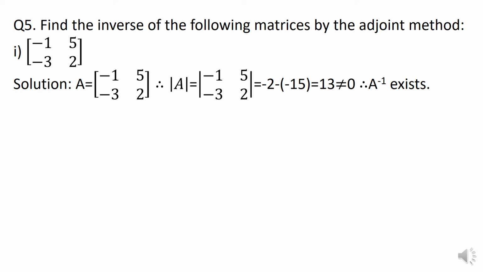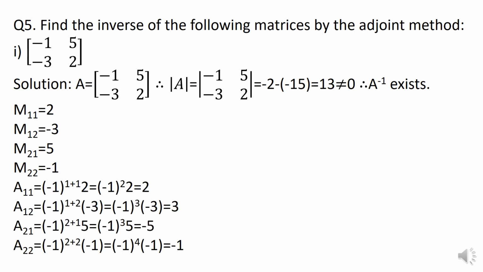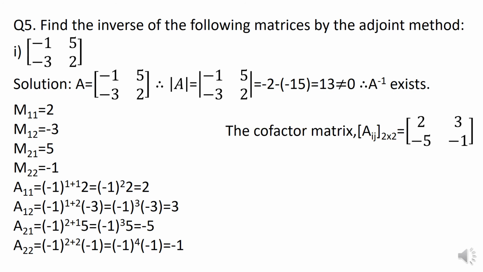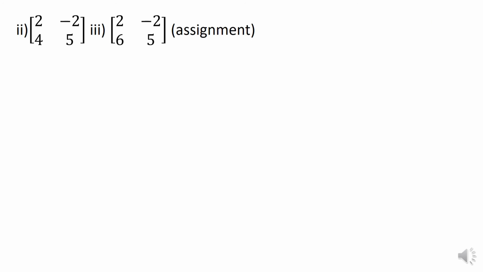Thus our conclusion, and we proceed further by finding the minors of the matrix. Then we find the cofactors of the given matrix by using the formula obviously. Then the cofactor matrix is written by writing A11, A12, etc. in the proper position. Then the adjoint of the given matrix by finding the transpose of the cofactor matrix. And then by using the formula A inverse is equal to 1 upon mod A into adj A, we find the inverse of the given matrix. So this completes the finding of inverse by adjoint method for a 2 by 2 matrix. These two sums can be done as assignment by you.